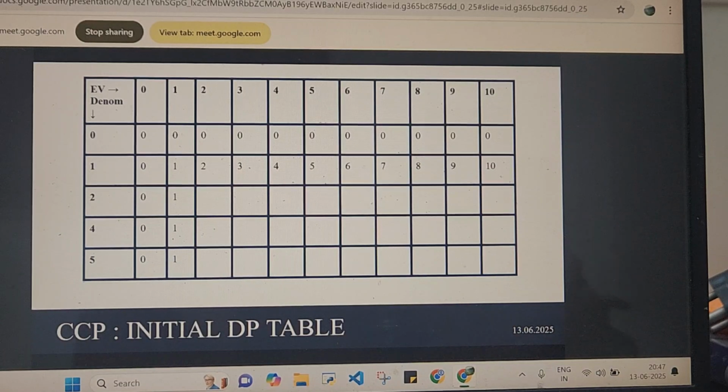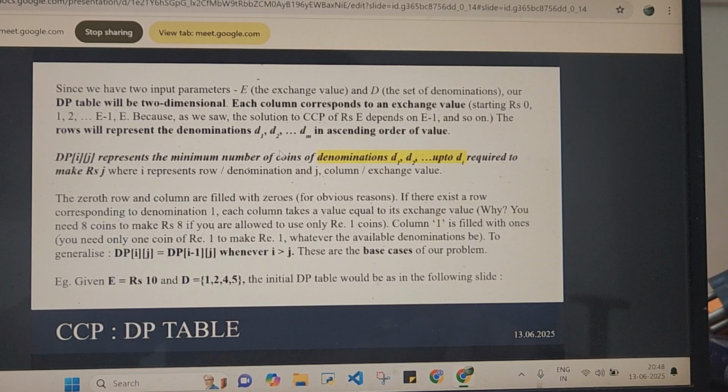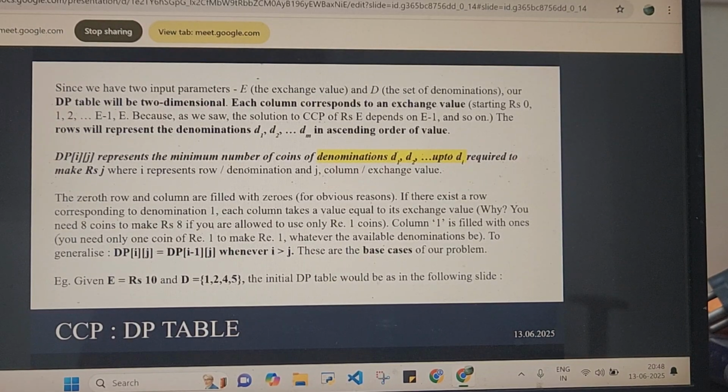The confusion which most people have over here is, when I say DP of 2 of 6, they think it is the minimum number of coins required to make rupees 6 using 2 rupee coins alone. That is not the definition. DP of i of j is the minimum number of coins of denominations D1, D2 up to Di required to make rupees j.